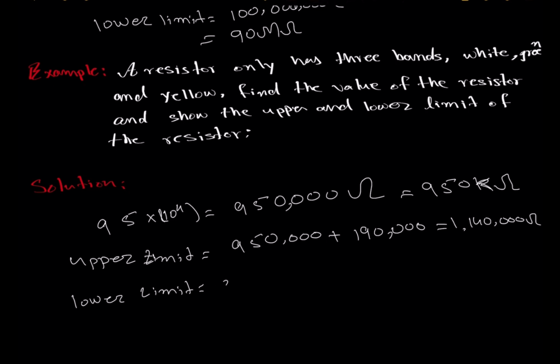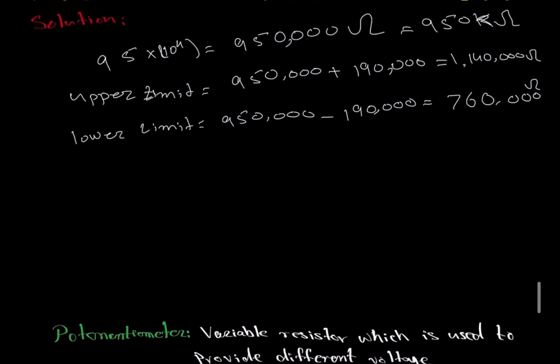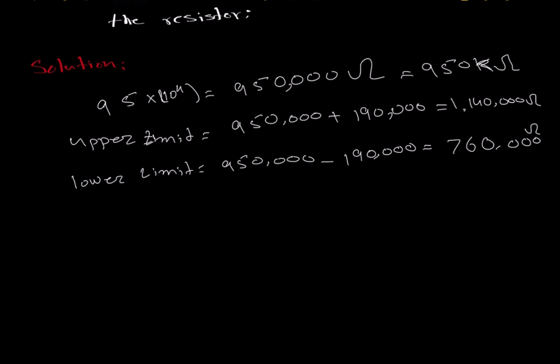Now the lower limit is 950,000 minus that number, 190,000. 950,000 minus 190,000 will give us 760,000 ohms. So that's how we find the resistors again. This one only has 3 bands. The first 2 bands are the numbers. The third one is the multiplier, and there is no fourth band, so the tolerance will automatically go to 20%.